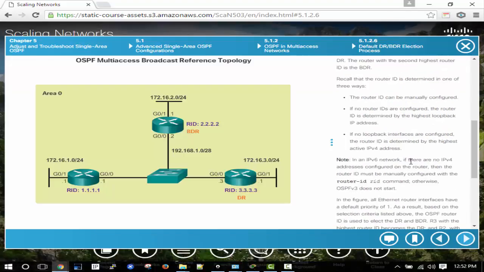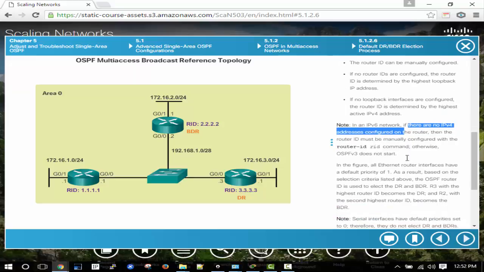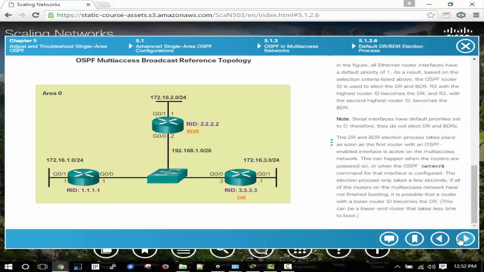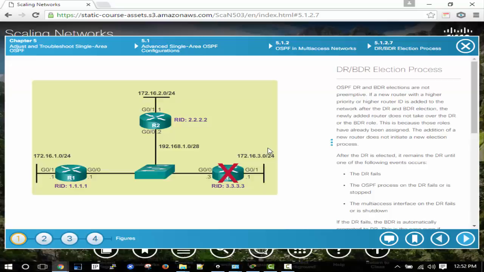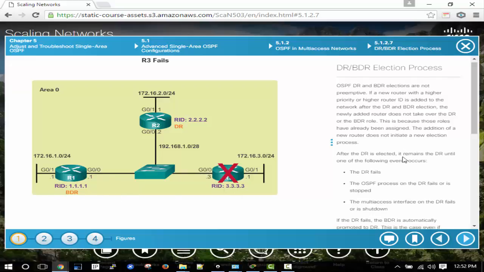Default BDR election, we talked about this. Router ID can manually be configured. If there's no router ID configured, it's going to use the highest loopback. If no loopback is configured, it's going to use the highest IP address. Okay? So then what happens if the DR fails? Alright. The BDR becomes the DR, and this DRother, he doesn't have any competition, so he's the BDR, right?